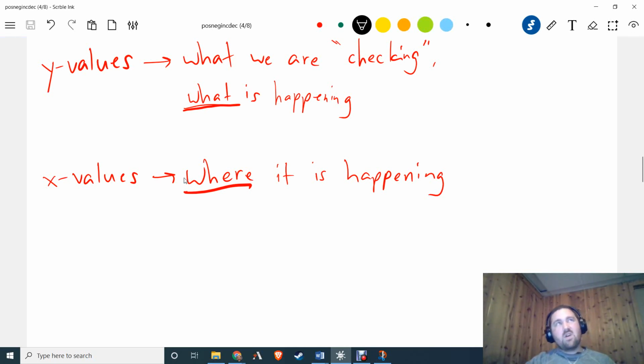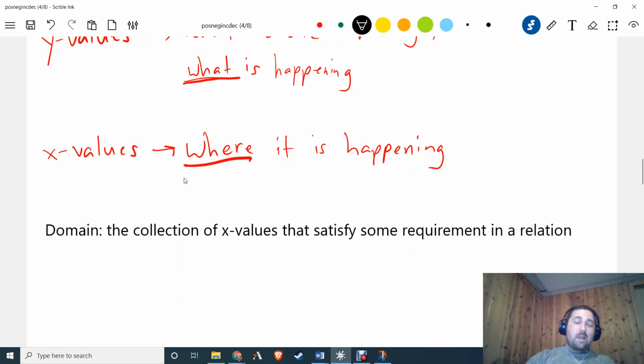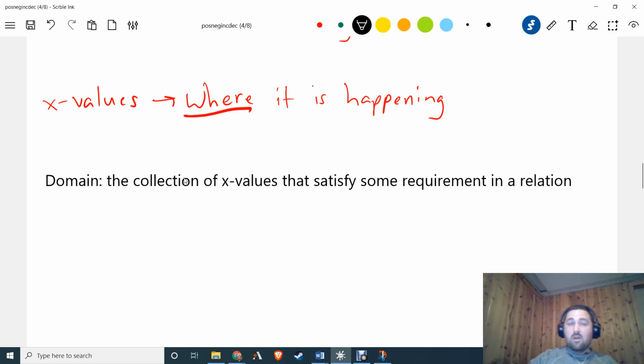Which gets me thinking, if we're talking about a collection of x values, all the x values that are part of something, we're actually talking about domain. I'm going to go out on a limb and say you've probably heard the word domain before, but you've probably forgotten it, which is okay. Domain is the collection of x values that satisfy some requirement in a relation. So this whole time, what we've really been doing is saying, what are the x values that result in positive y values? What are the x values that result in negative y values? We've been finding domains.